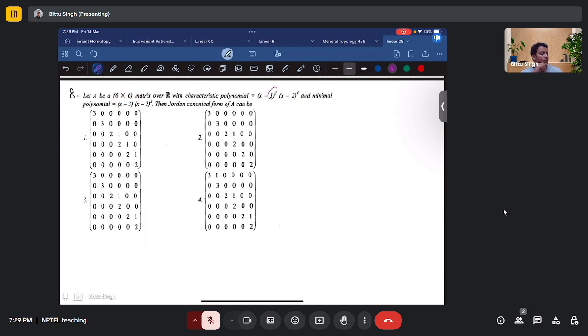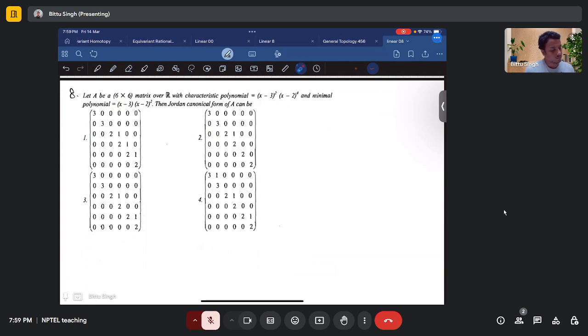So 3 will appear twice, 2 will appear 4 times, right? So everywhere this is already given. 3 appears 2 times, 2 appears 4 times. Okay, so we cannot see from here. Now the minimal polynomial is x minus 3 and x minus 2 whole square.